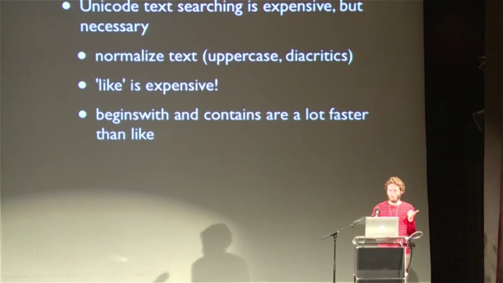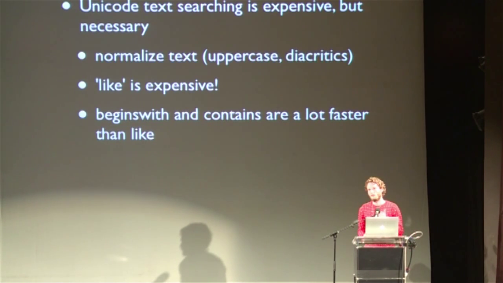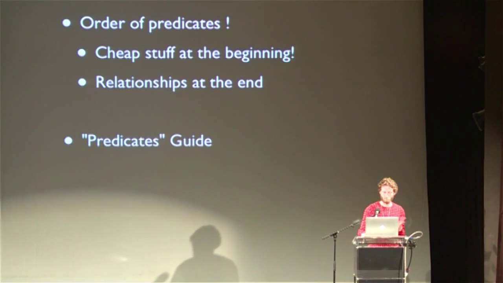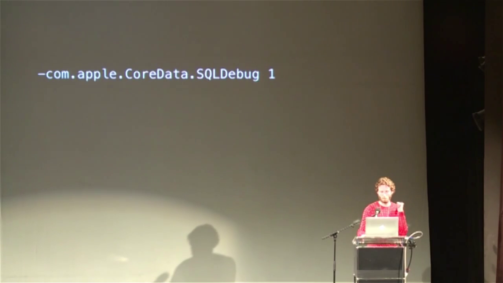The last thing is inefficient queries. Databases and computers in general are very bad at string operations, so there is a lot of logic you can do so that you don't do string comparisons. Unicode string comparison is insanely complicated. It's thousands of lines of code, and you don't want to do Unicode string comparison. There is a predicates guide, again, on the web, in the Xcode documentation.